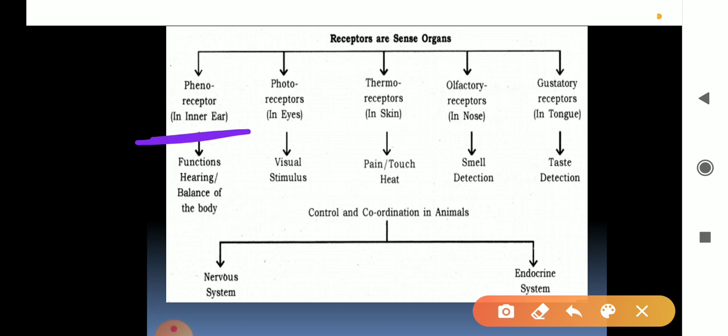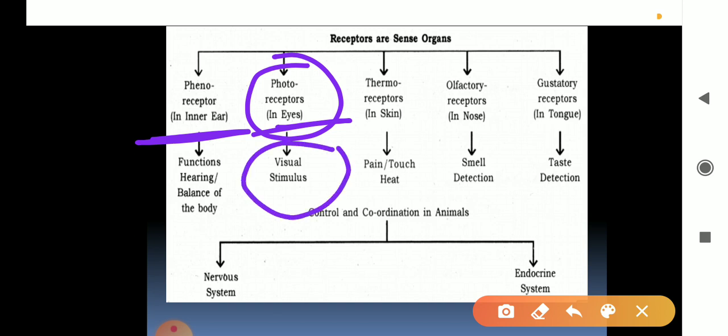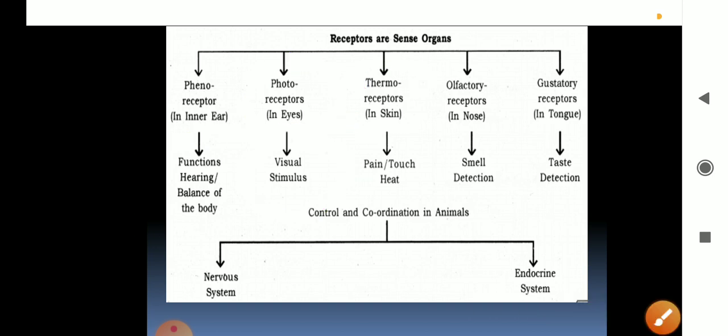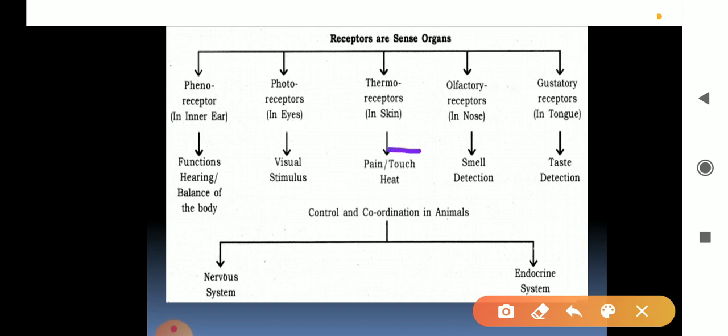The next is the photoreceptor. The photo word is related to light. It means these are present in the eye and are responsible for the visual stimulus. They will receive the visual stimulus. The next is the thermoreceptor. Thermo, especially this word, is related to heat. Thermoreceptors are present in the skin and they are responsible for touch, pain, heat, etc.